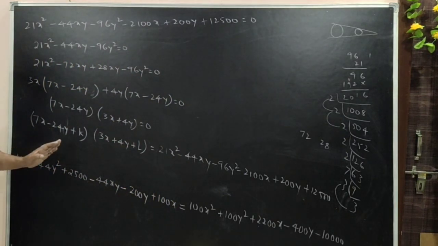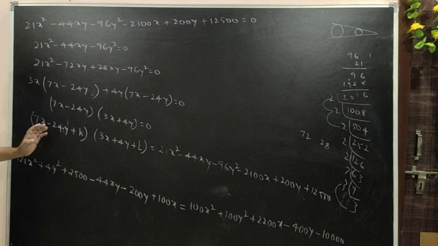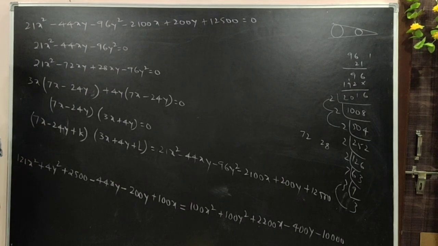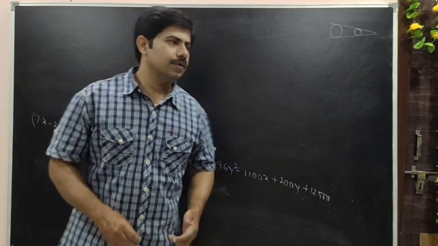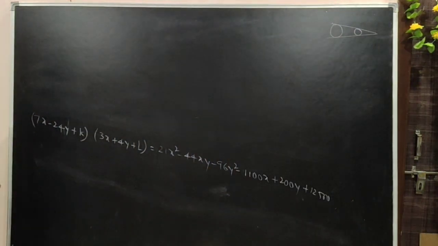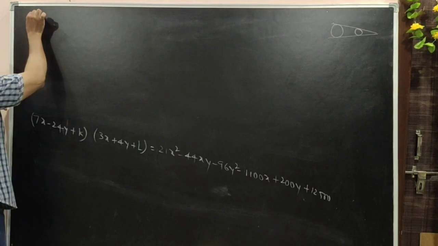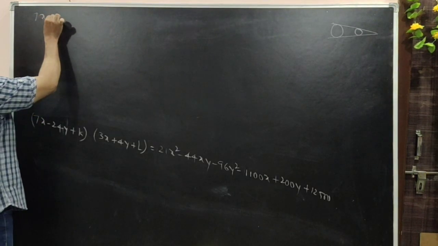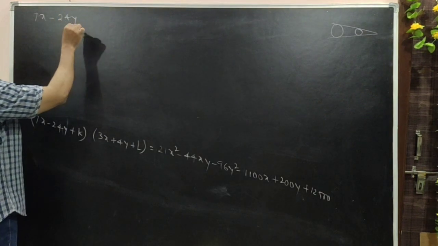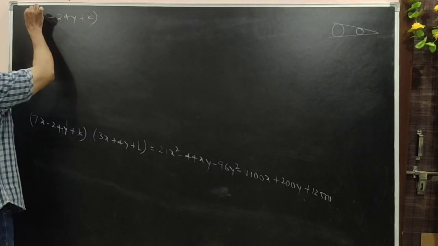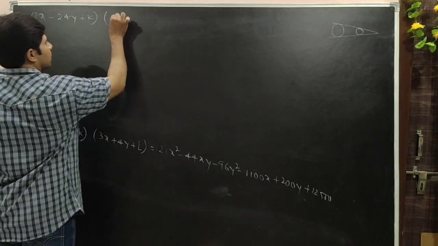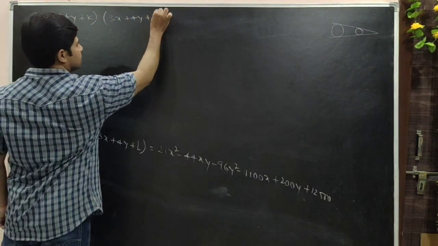Now we will compare them. Now we will find out k and l values. So we'll continue. Now what we do here is, we are equating the constants, right? Actually I have to equate the coefficients. I'll show this in two cases. The first one, what we have is 7x minus 24y plus k, and the other one we have is 3x plus 4y plus l.